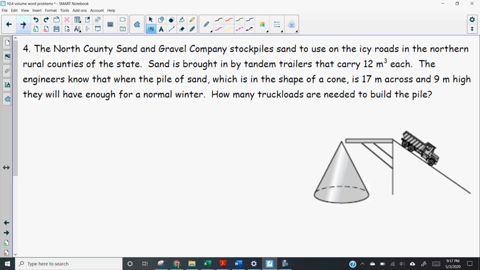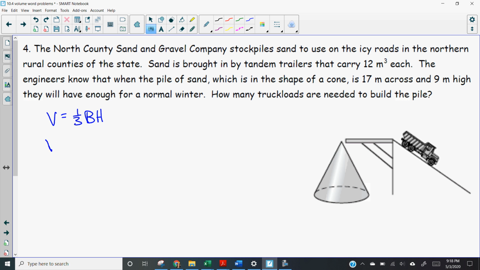Okay, and then the last one here. This time we have a cone. We're doing something kind of similar here. We need the volume first, and we need to know how many truckloads it takes to build up this pile. Did you use 1/3 area of the base times the height? So let me give you the answer right now. It's about 57 trucks. If you have 3 times that, you forgot the third right at the beginning.